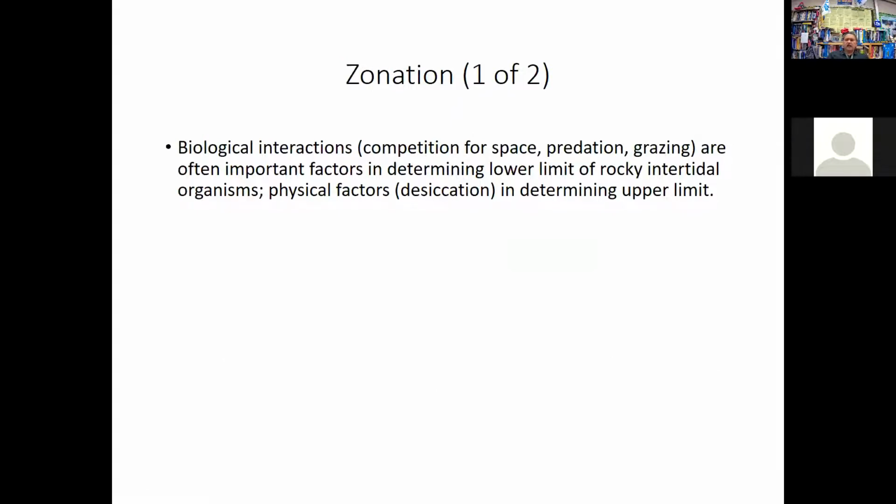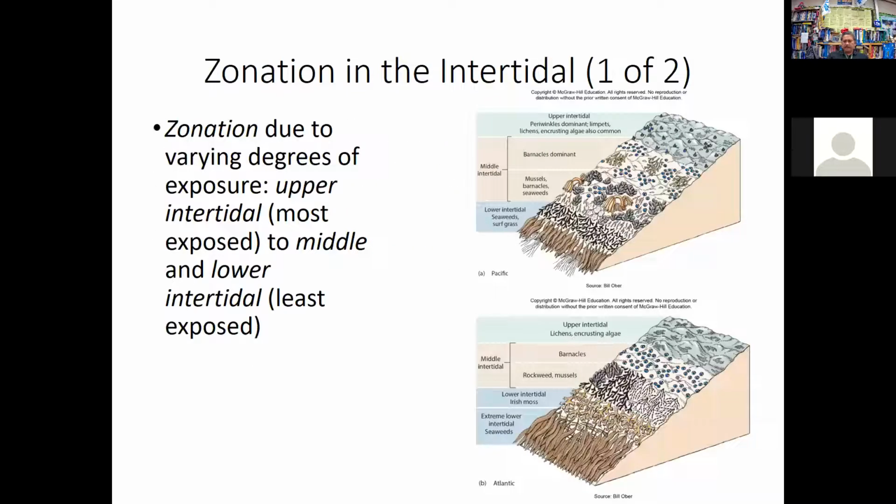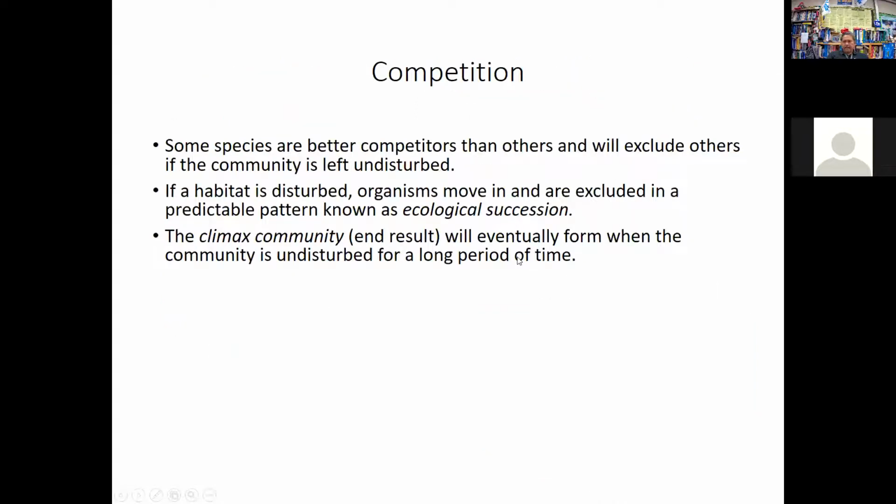All righty. Here's another slide on zonation. It says biological interactions are often important factors in determining lower limits of rocky intertidal organisms, physical factors in determining the upper limits. Okay, so back to this picture right over here. That's what this is talking about. The upper limit is determined by the physical factors of the tides coming out, and then down here it just depends on competition between the species that are living right there in that particular part of the world.